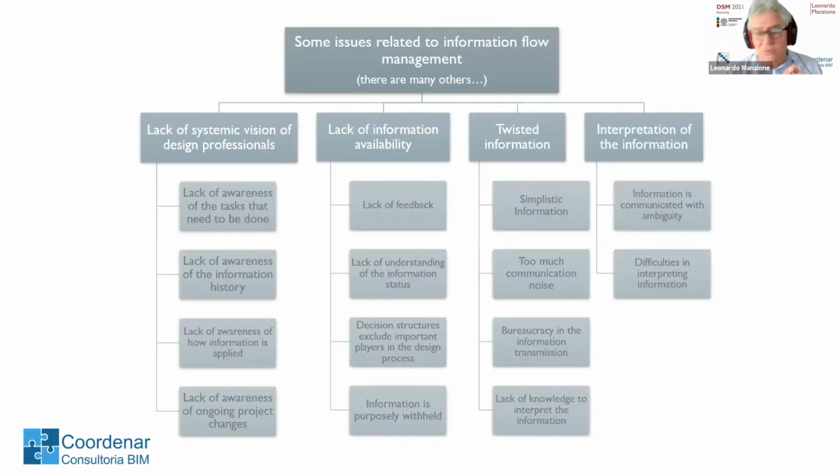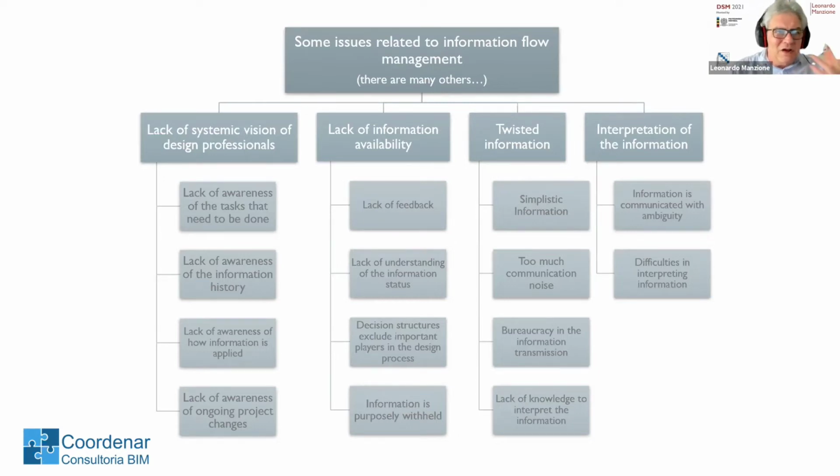Some issues related to information flow management. Of course, there are many others. I will cite only these four principles. I don't want to read everything. I think you share the slides or record the presentation. But basically, we have a lack of systemic vision among design professionals, which is very perceptible. Lack of information availability, twisted information, too much noise in communication, bureaucracy in information transmission, simplistic information, very hierarchical, and much confusion among the actors in the process.